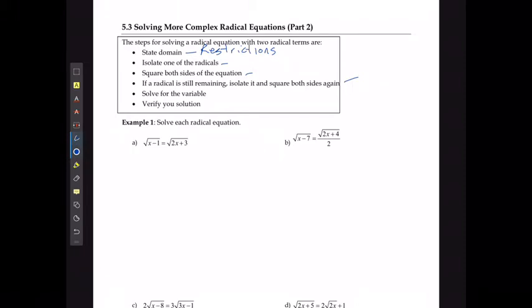So, for the first case, we have two different radicals that exist here. Well, I'm going to say that for the first radical, if x minus 1 has to be greater than or equal to 0, x has to be greater than or equal to 1. For the second radical, if 2x plus 3 has to be greater than or equal to 0, then x has to be greater than or equal to negative 3 over 2.